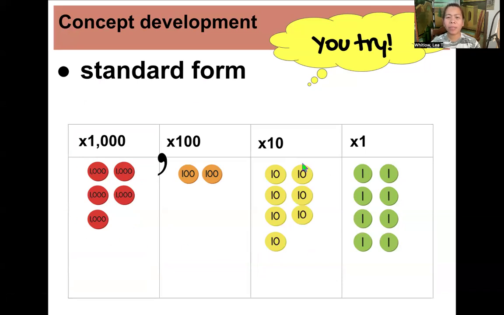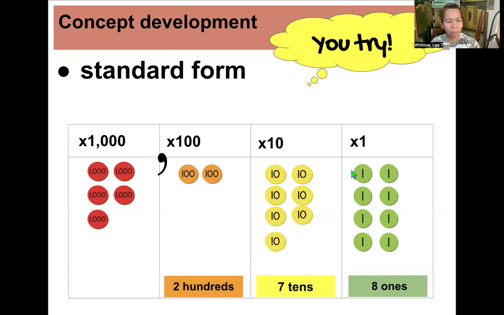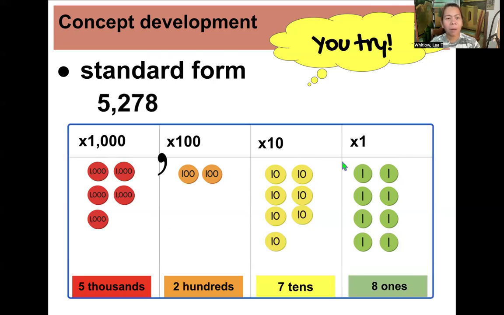Now, you try. How are you going to write this pictorial model in standard form? So the word is compose a standard form. You can pause the video so you can try it yourself. All right. We have 8 ones. We have 7 tens. We have 2 hundreds. And we have 5 thousands. What is the number that you composed? If you say 5,278, you are correct.